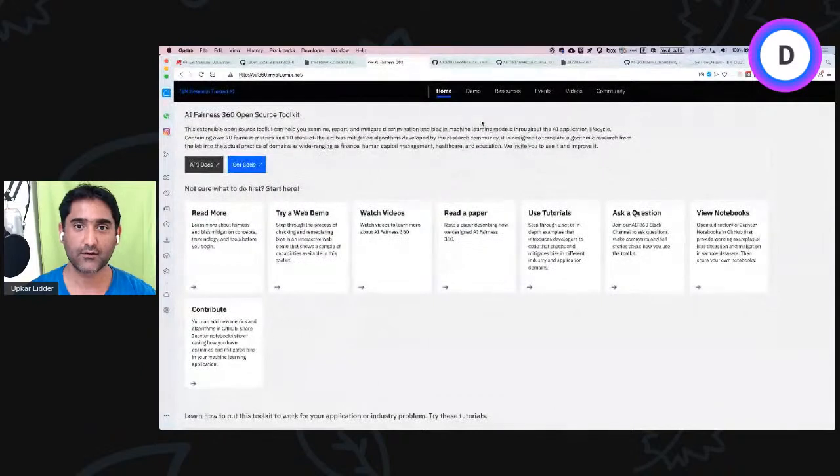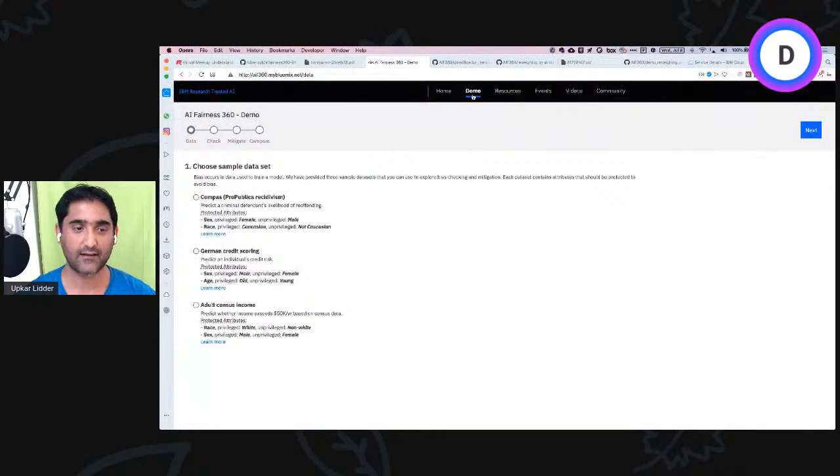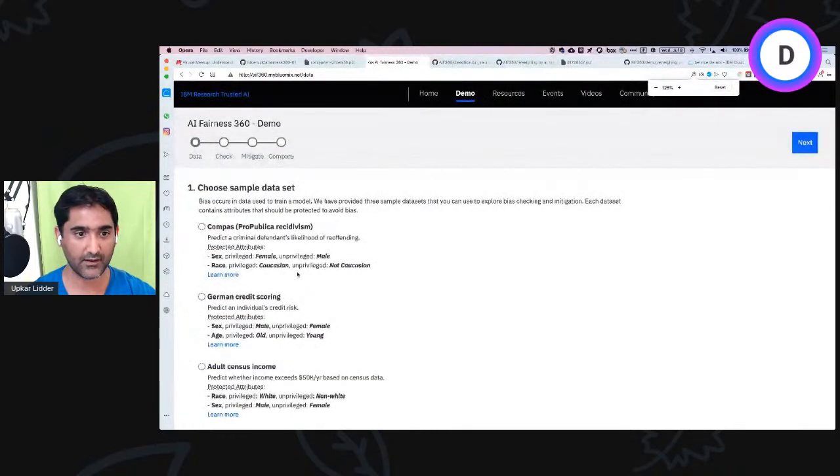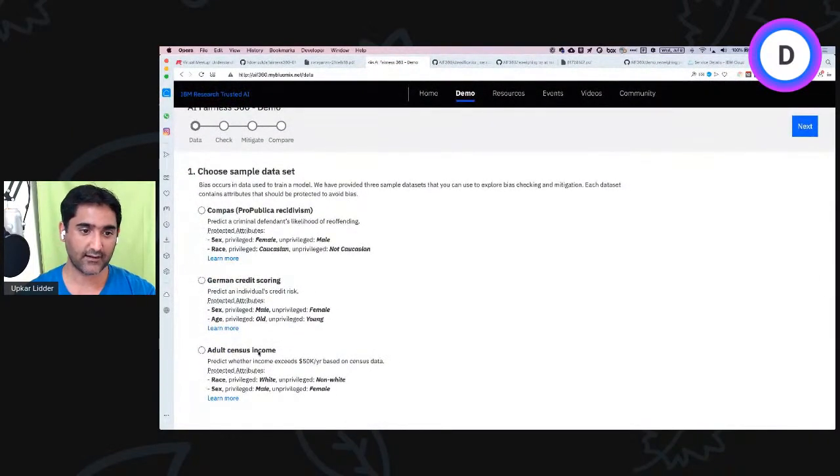Okay, so let's do a demo. They've built this sample demo page for us to learn more about different kinds of metrics. There are 3 different data sets here. Let me increase the font a little bit. And let's look at the last one, which is the adult census income.